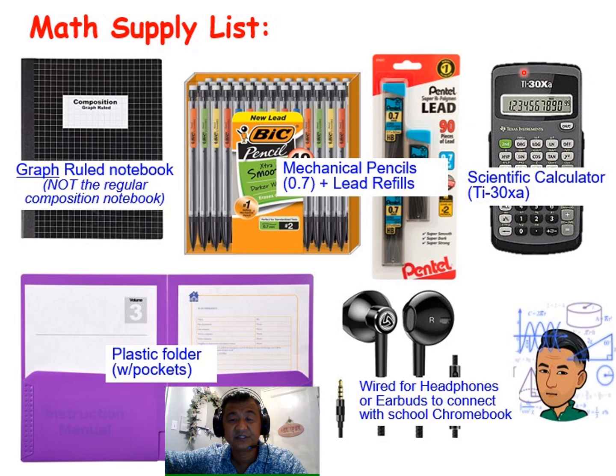Your calculator, the TI-30XA. I'm very specific about it. If you got a different calculator, you better learn how to use that on your own. And then the plastic folder, it should have pockets. I will tell you what to do with the pockets of this folder. I will explain that in a separate slide. And you should also have a wired headphone or earbuds if you can connect that to the school Chromebook. That's meant for independent learning.